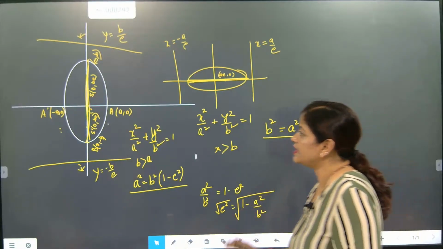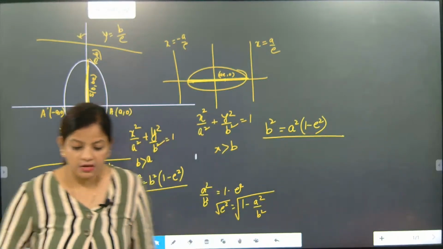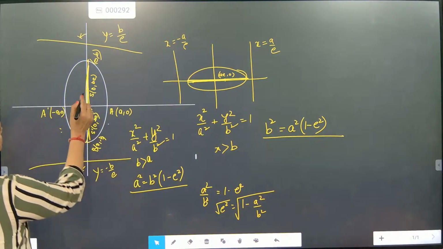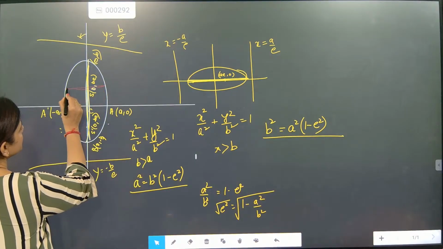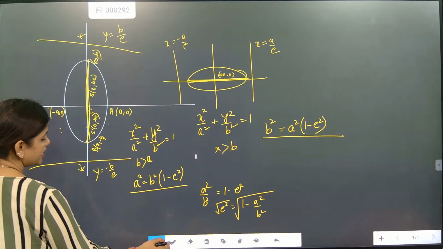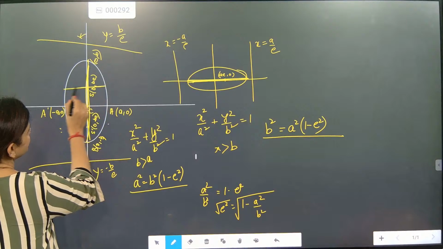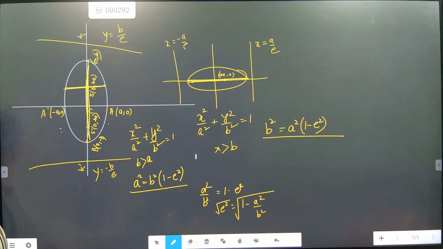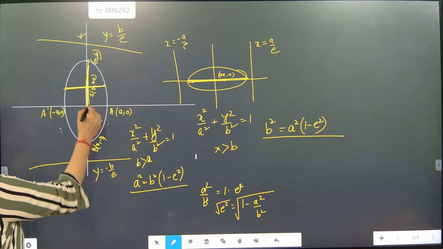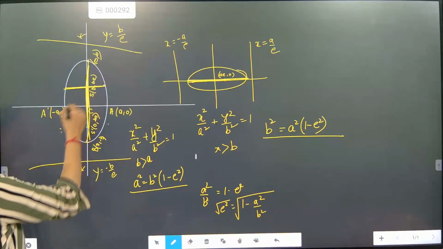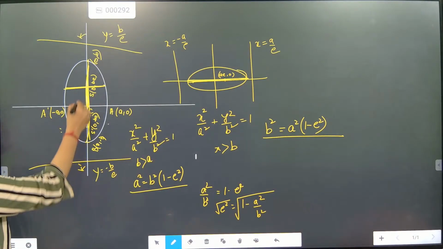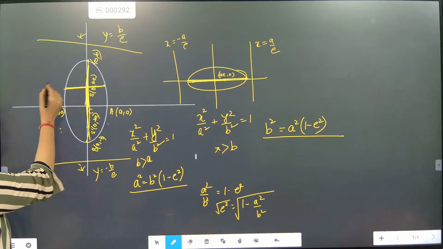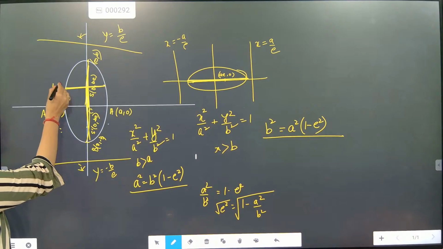Now the length of the latus rectum will change here, because here the latus rectum will come here, beta. It will pass like this. Understood? So if the latus rectum passes like this, what will this equation become? This distance will become be. So here it will become be.